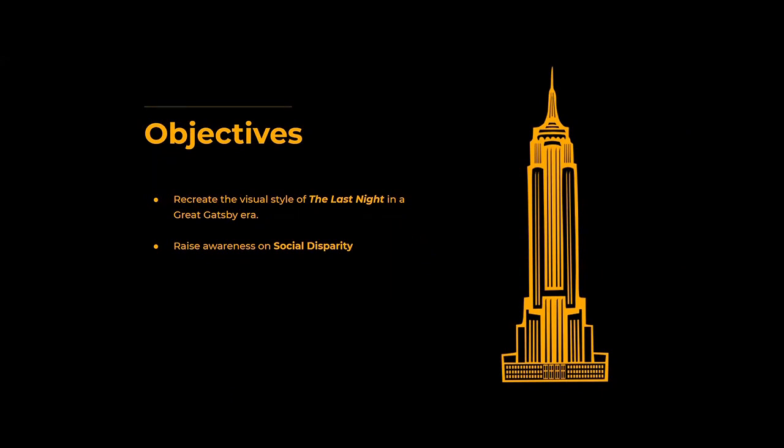Yeah, so the objectives of the game were two. The first of them was to raise awareness of social disparity. I wanted to highlight some points about the rich and the poor, not just in Singapore but in general, like in the living conditions, the clothing that we wear, and basically just the main idea of social disparity. And also I wanted to recreate this 2.5D effect in which you have a pixel art character in a 3D world, such as in the game The Last Night. And of course, in the vintage retro Great Gatsby era.